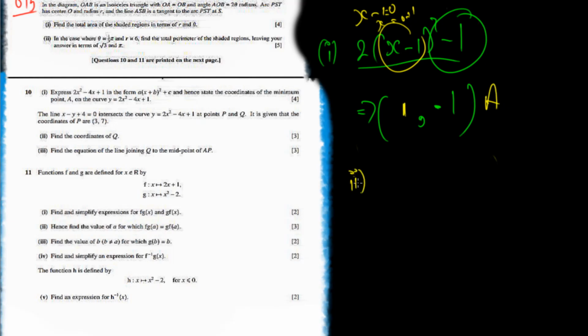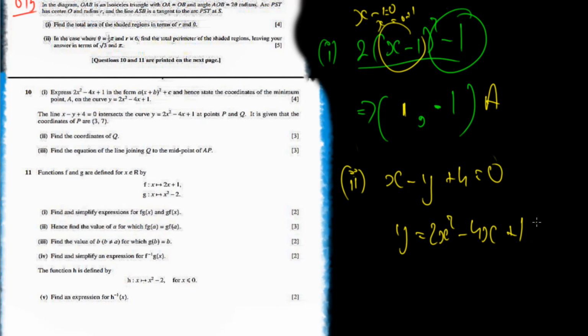Moving on to part 2. In part 2, you have two equations, x minus y plus 4 is equal to 0, and y is equal to 2x square minus 4x plus 1. We need to find the coordinates of P and Q first, so that we can then solve for the line PQ. The coordinates of P is already given, so we have to find the coordinates of Q.